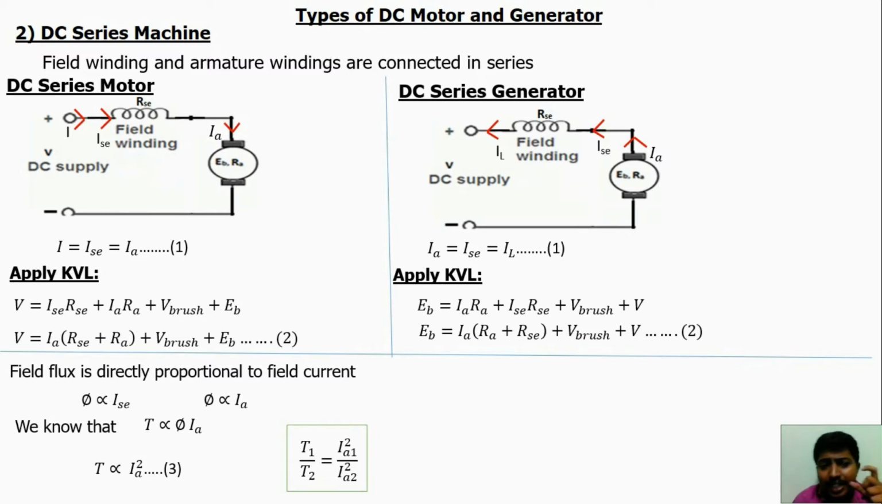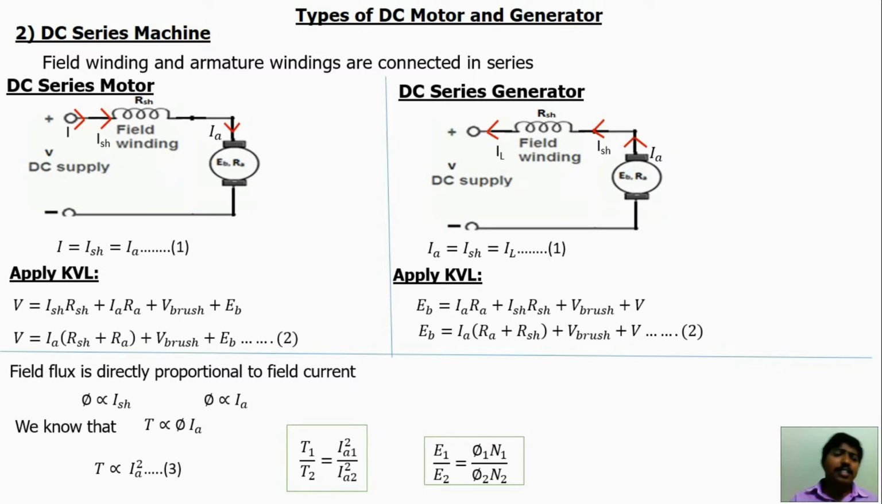But in the DC shunt machine, phi is constant, so torque is directly proportional to IA. But in this series machine, torque is directly proportional to the square of the current, IA squared. Okay. So we know that E is directly proportional to phi N. Here phi is not a constant one. So E1 by E2 is equal to phi1 N1 by phi2 N2. Okay. This is the equation for the DC series machine.